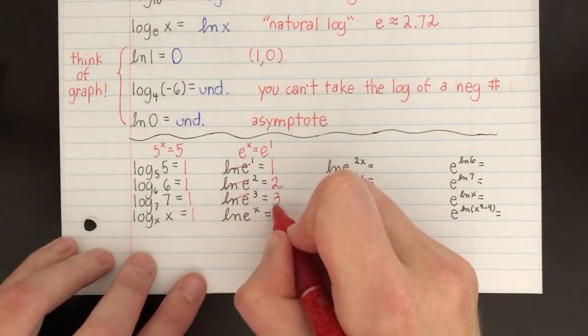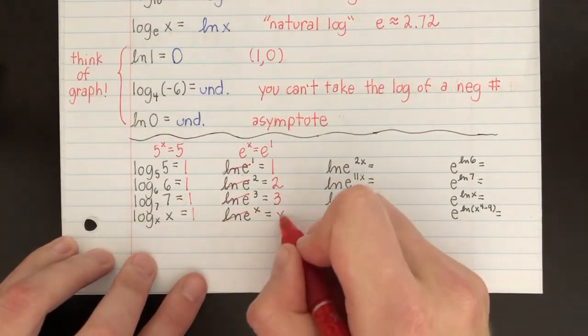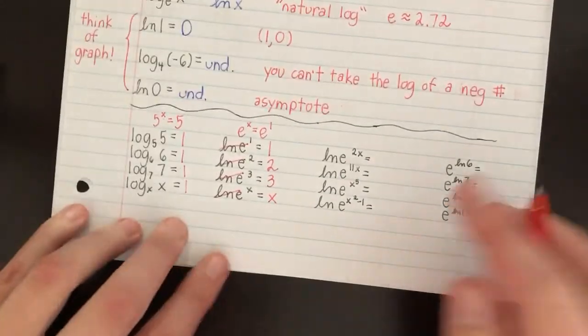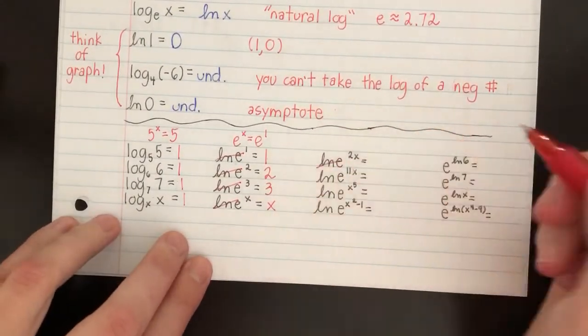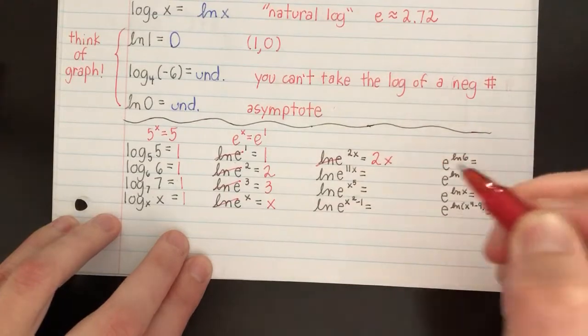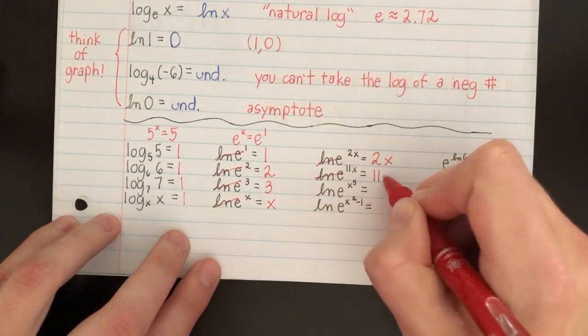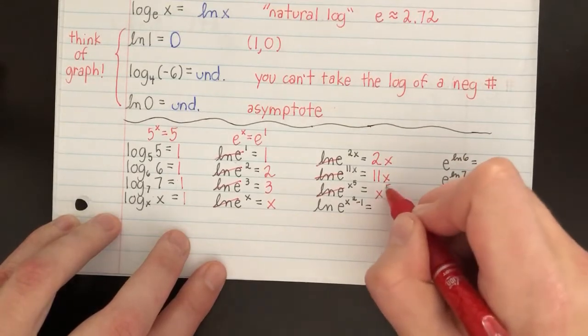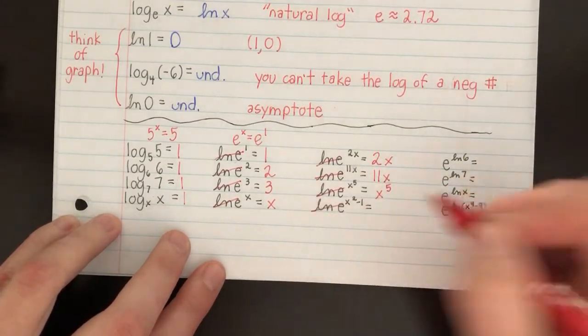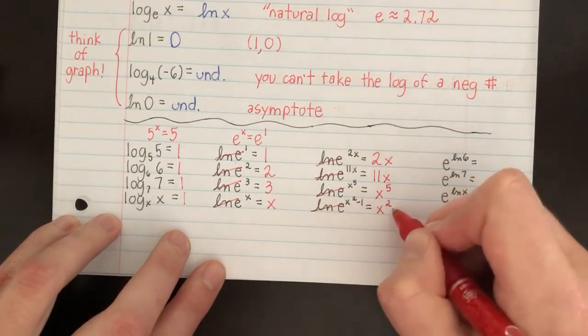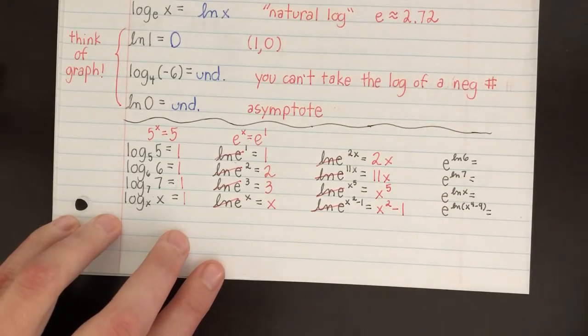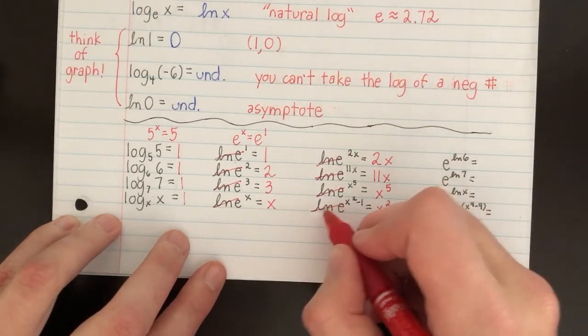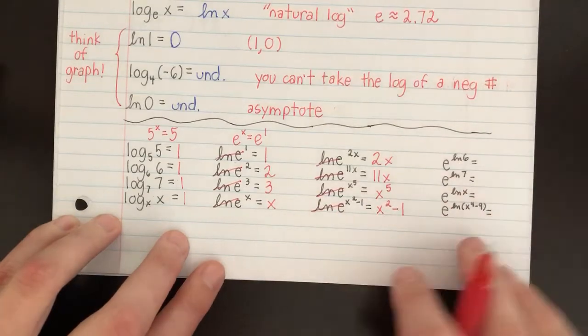Here, same, our answer is 3. Here, same, our answer is x. Okay, keep that up. Here, it's just going to be 2x. Here, it's just going to be 11x. Okay, here it's going to be x to the 5th. And here it's going to be this whole thing, x squared minus 1. Okay, ln of e, those are inverses, they cross out.